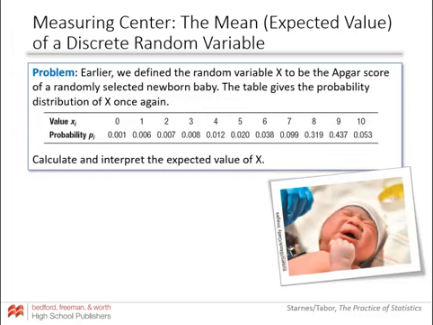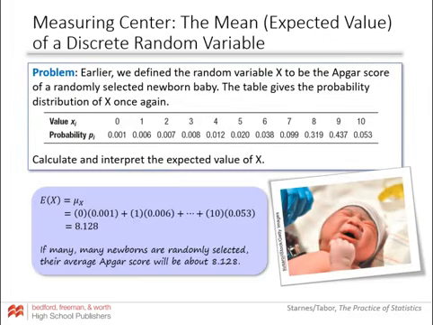All right, so here's one for you to try. Hopefully you got 8.128 as the expected value, and your sentence should look something like this. It doesn't have to match word for word.